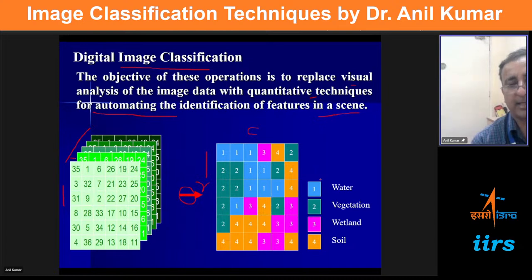If you see the blue or sand color, which is water, its number should be 1. Vegetation is green color, numerically 2, wetland is number 3, and soil is number 4. Because in the image you cannot handle text, you can only handle numbers. It can be a float or integer number. Generally remote sensing images have integer numbers, and here we are just symbolically representing by numbers the classified output: 1 is for water, 2 is for vegetation, 3 for wetland, and 4 is for soil.